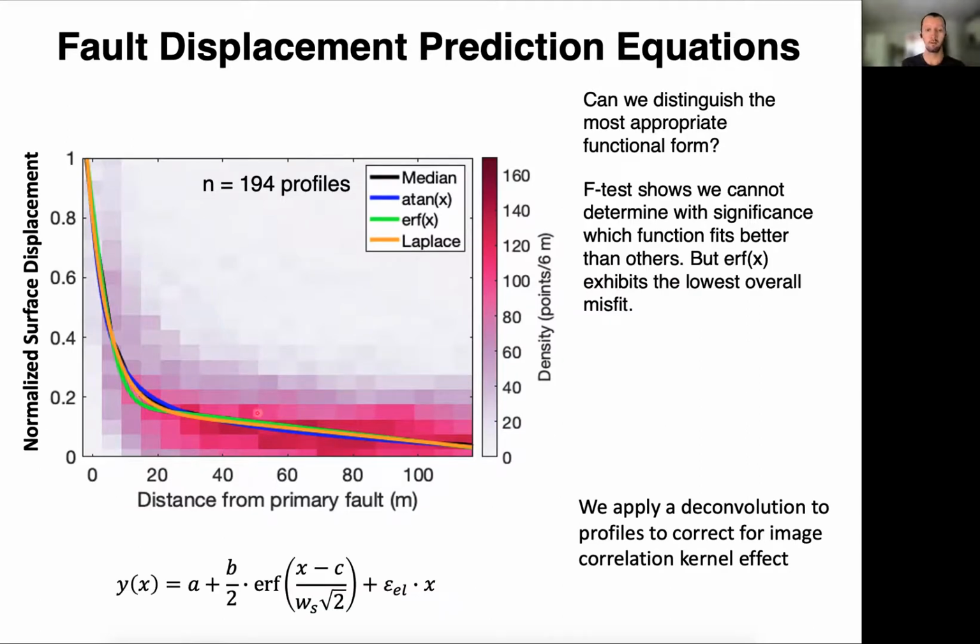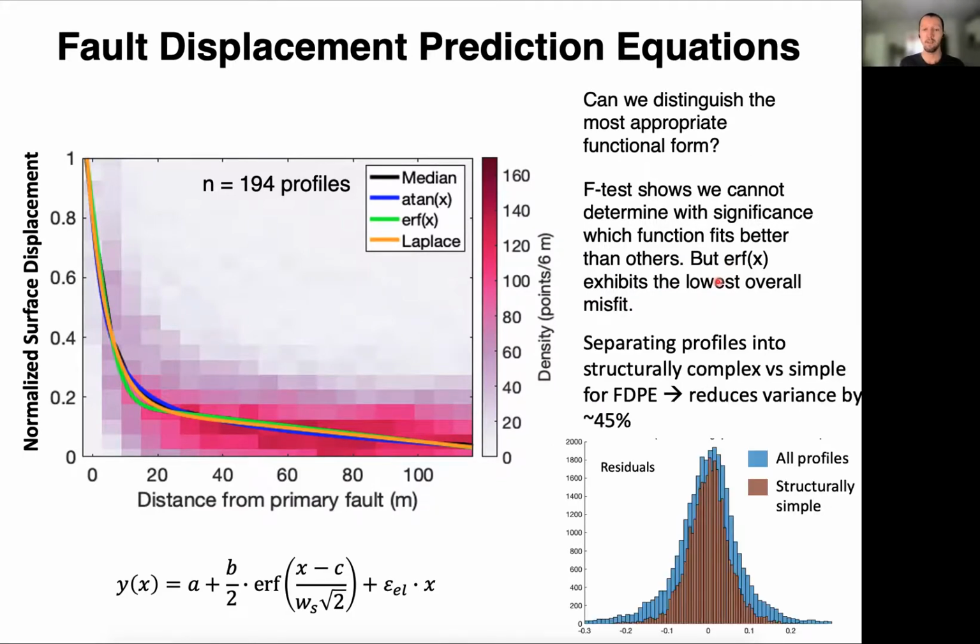The question here is, can we distinguish an appropriate functional form to describe that attenuation? We find that given the significant scatter in the data, it's difficult to understand which functional form fits significantly better than any other. Comparing an arctan, an error function, and a Laplace function, an error function provides the lowest overall misfit. So that's what we've gone for now.